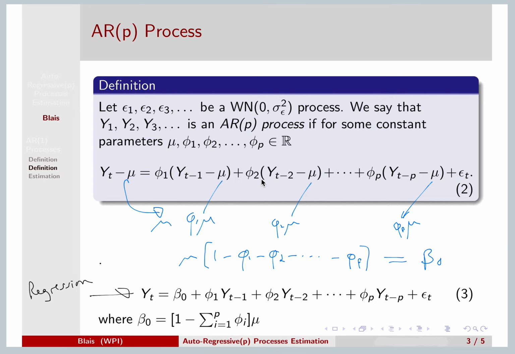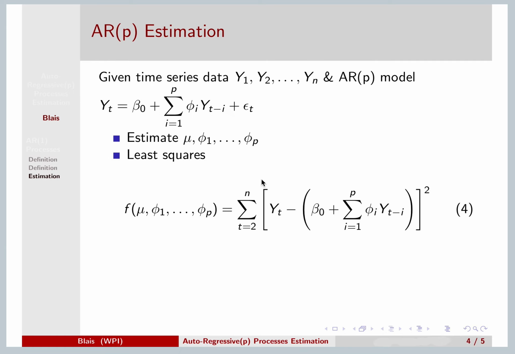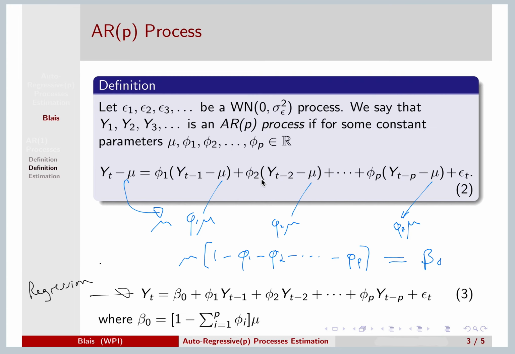Now that we have this definition of an ARP process, what do we do if we want to actually sync this up to data? Suppose you have a time series, real data y1 up to yn, and you have your ARP model as we just wrote it. We now need to estimate mu, the mean of the process, and the memory parameters phi 1 through phi p. And notice that then gives you an estimate for beta naught, because recall, your beta naught depends on the phis and the mu.